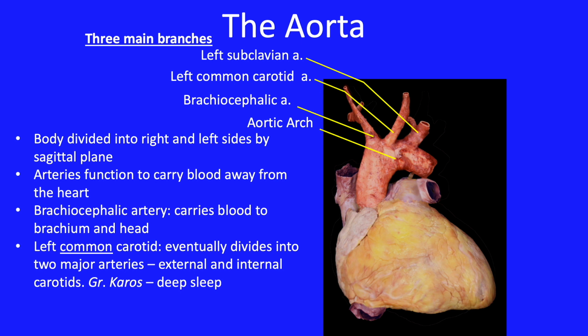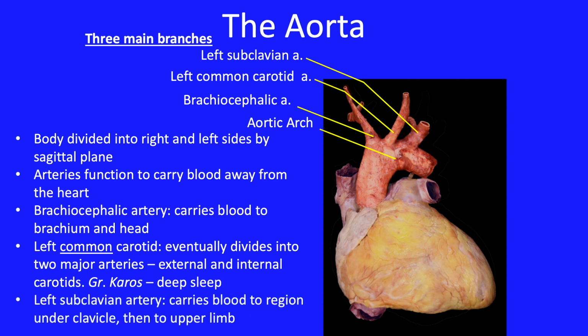The left common carotid eventually divides into two major arteries, the external and internal carotids. Hence, when they're joined together, coming off the aorta, we say they're common. As to why they were called carotids, karos means deep sleep in Greek, and back when these arteries were first described, blood was envisioned to be one of the four humors that carried magical powers. Blood still does carry this magical power. It is called oxygen, among many nutrients and hormones.